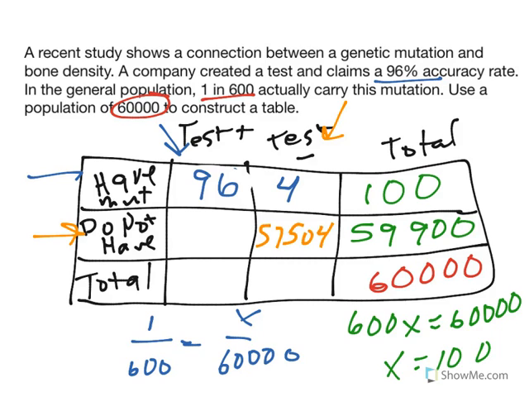And working backwards, if I take my total 59.9 and subtract my 57,504, that will give me a total over here of 2,396. And now I add vertically to get my totals, 2,492 and 57,508. Now with my table, I can answer some questions about it. So we will answer 2 questions to go with this problem.